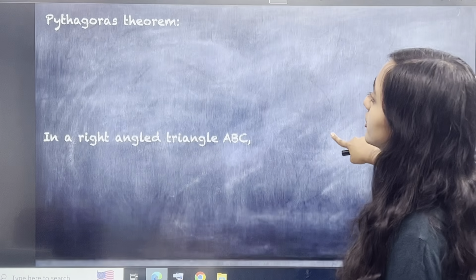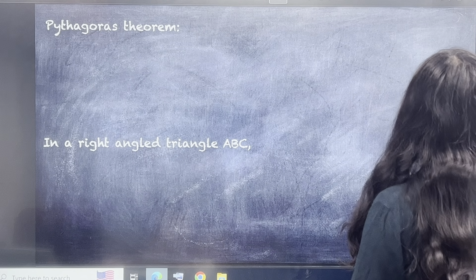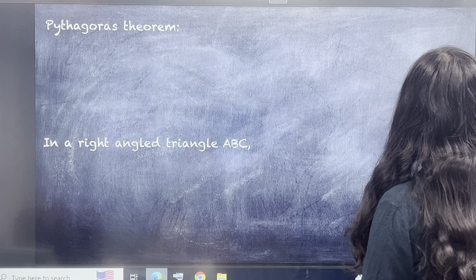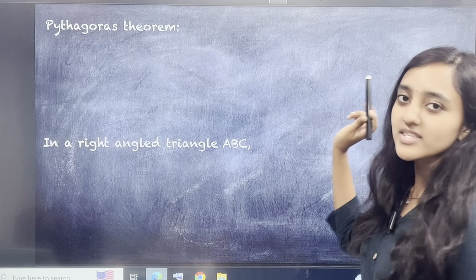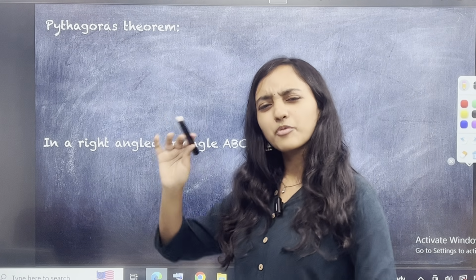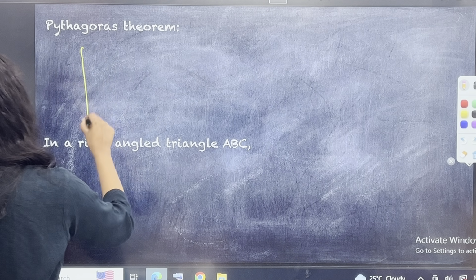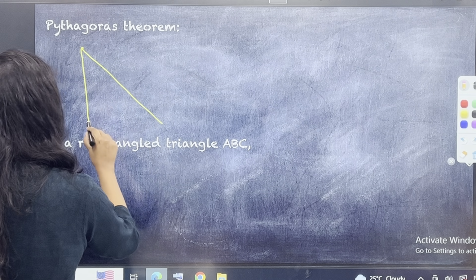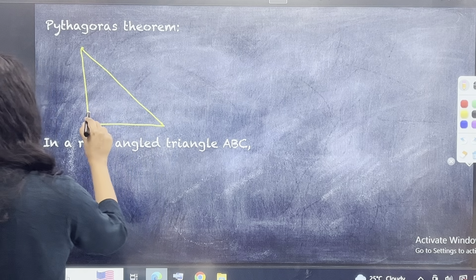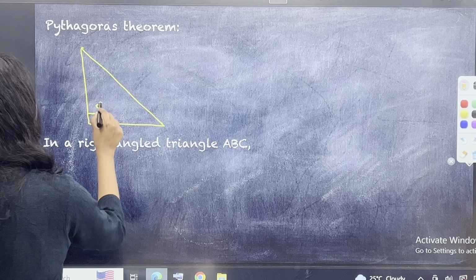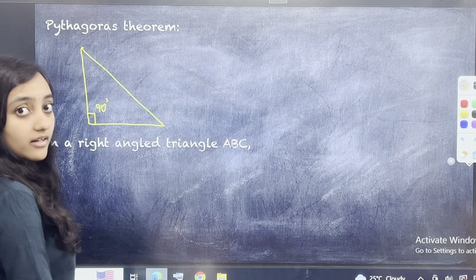Okay, how many of you know what is Pythagoras theorem? Pythagoras theorem is something which we have been learning since childhood. Pythagoras theorem is what we probably learned in 6th or 7th grade. So, if we consider a right angle triangle, basically it means that one of the angles is 90 degrees. This angle is 90 degrees. That is a right angle triangle.